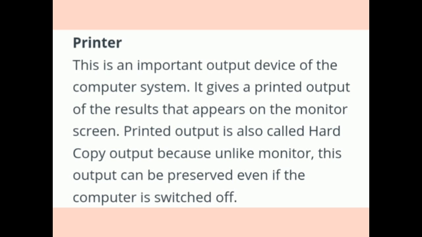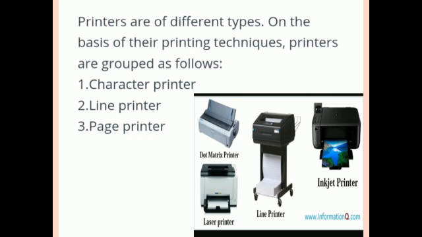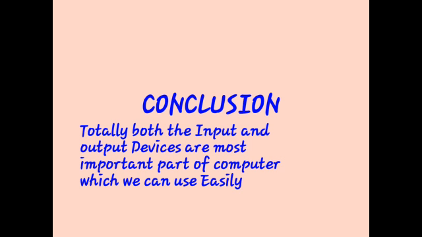This printer is very useful because when the computer is not working, or when the current is not there, if we need any information and we have taken out the printed copy, it can be very easily used. So the printer is also an example of an output device. There are three types of printers, based on their printing technique. Printers are grouped as follows: first is character printer, second is line printer, and then page printer. These are the three types of printers.